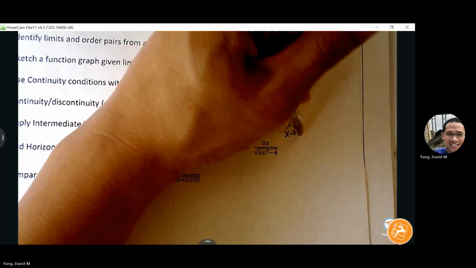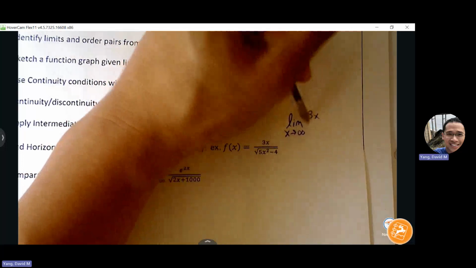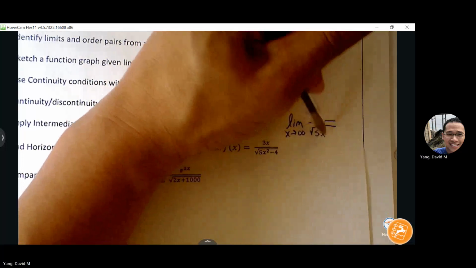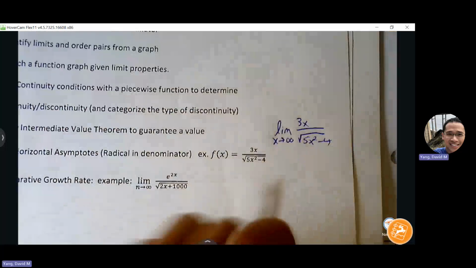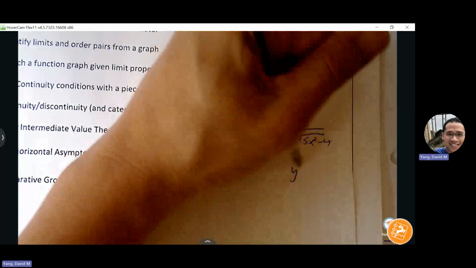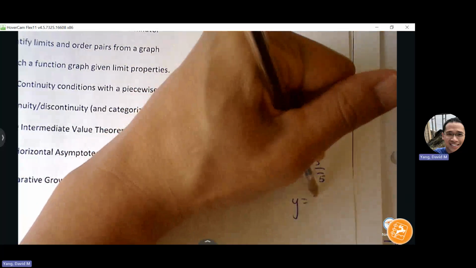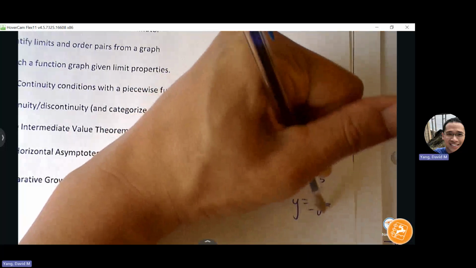Say it again. Yeah, right. So my degrees are the same, right? Because the x squared is under the square root. So we have y is equal to 3 over root 5, and we know going in the other direction, there's also a 3 over a negative root 5.